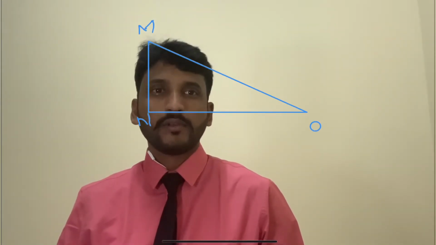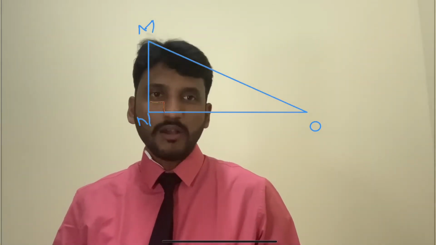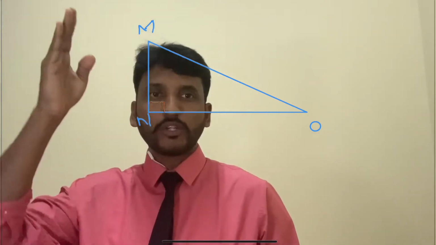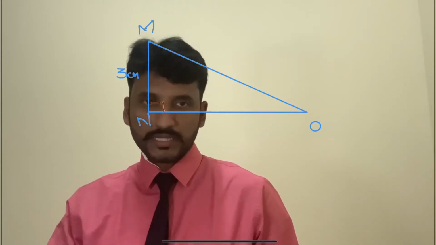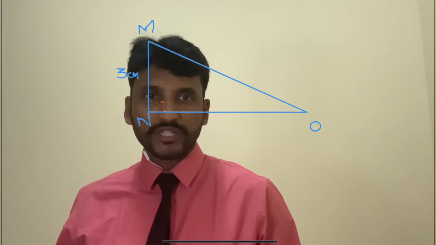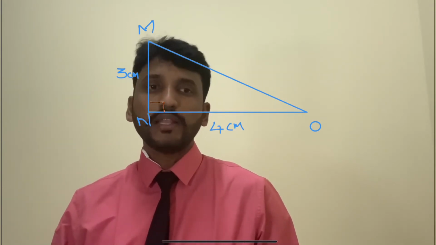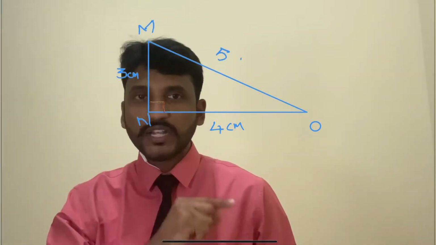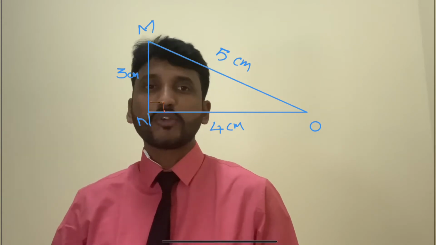Now let us consider another right triangle. Name it as M, N, and O, which is right angled at N. So now let us take the height MN as 3 centimeters. Let us consider the height of NO, which is the base, as 4 centimeters. And the length of MO will be 5 centimeters. What is this 3, 4, 5, and how is this related to the Pythagoras rule?